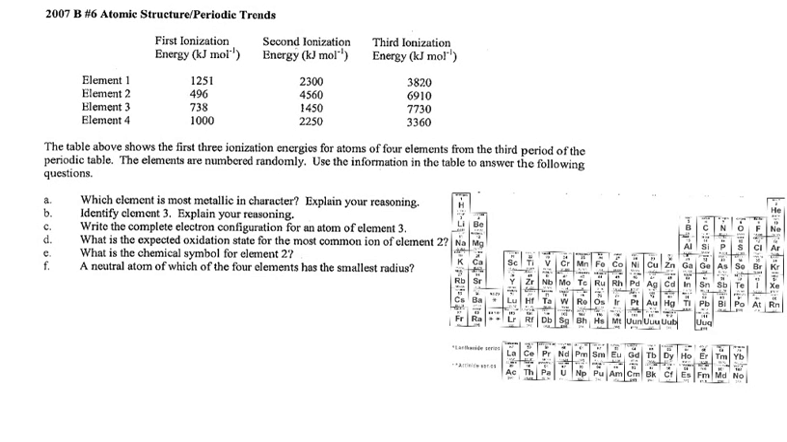We're going to look at 2007B, number 6, and we're going to start with A. You notice that all of these elements, they say, are from period 3 on the periodic table, so they're all from this row right here, which means we might be able to identify them. But let's look at A.